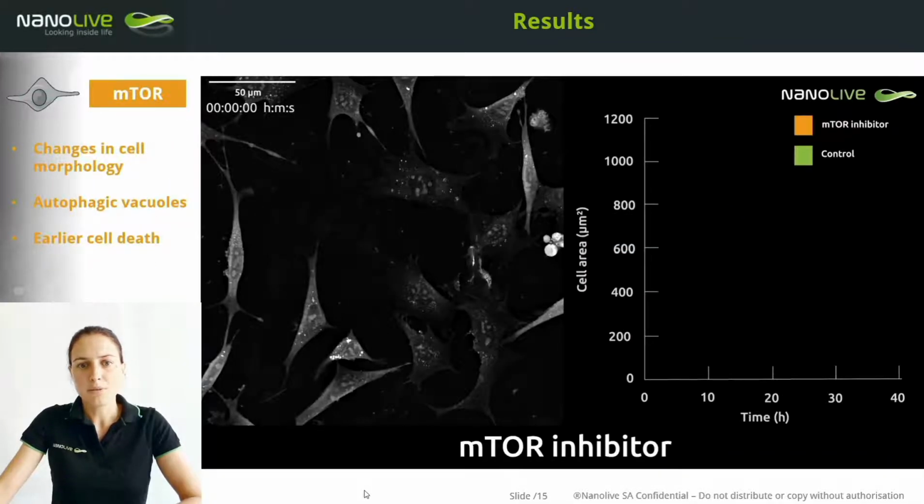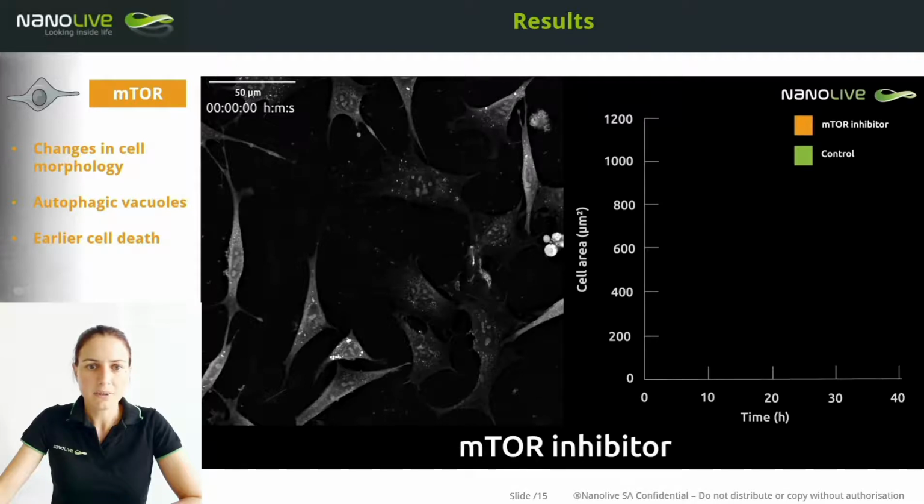The first treatment that I want to show you is what happens when we inhibit mTOR. mTOR is a key regulator of cell growth and proliferation. The video on the right coincides with a graph showing cell area. One of the first things you notice when I start to play is that the cells are much larger than in the control.